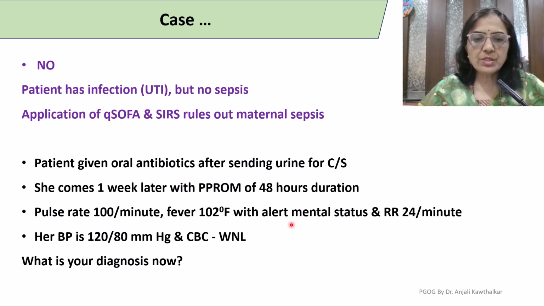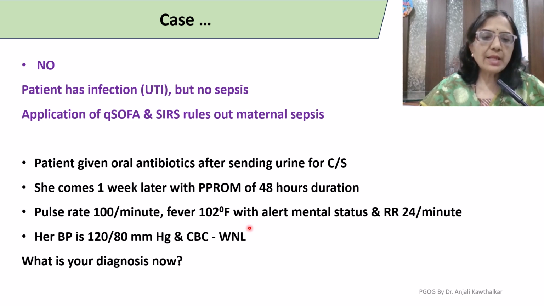She is alert. Respiratory rate is 24 per minute. Blood pressure is 120 by 80 mmHg and CBC is within normal limits. So what is our diagnosis now? If you apply qSOFA criteria, the only one she is fulfilling is respiratory rate greater than 22. Otherwise, her mental status is normal, her blood pressure is normal. So qSOFA says she is not a case of maternal sepsis yet.